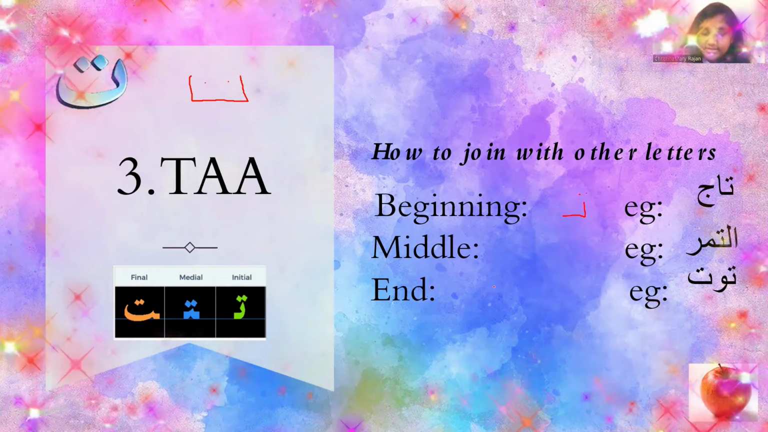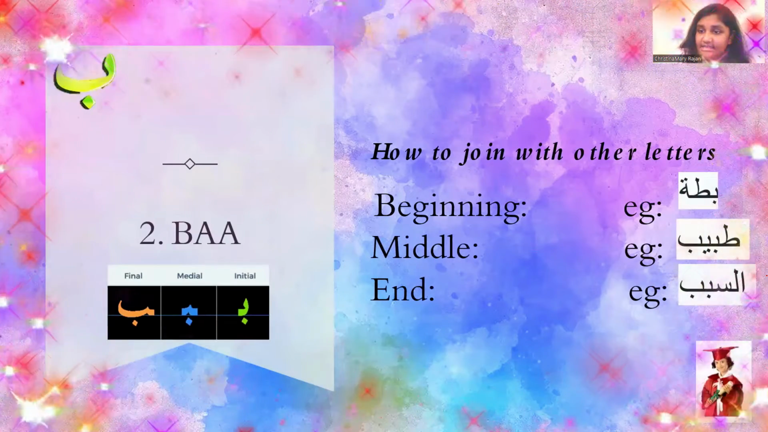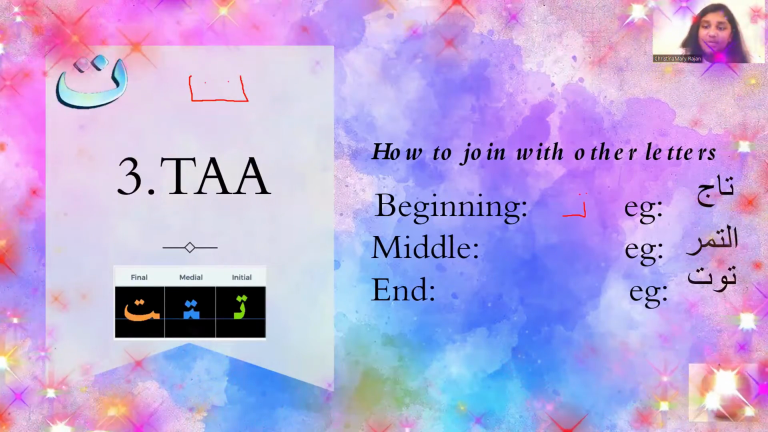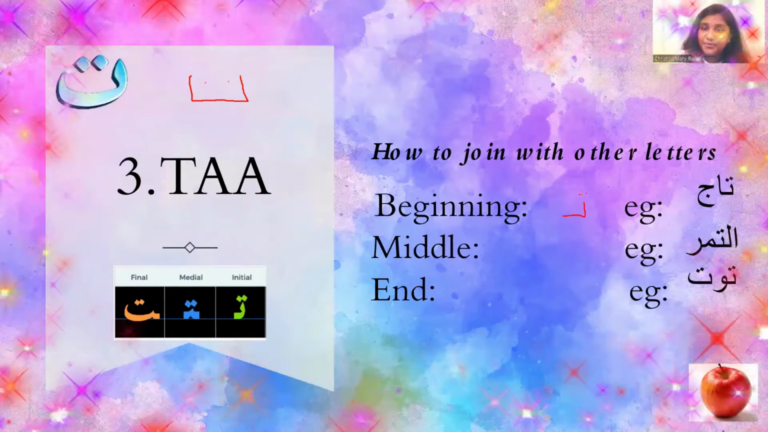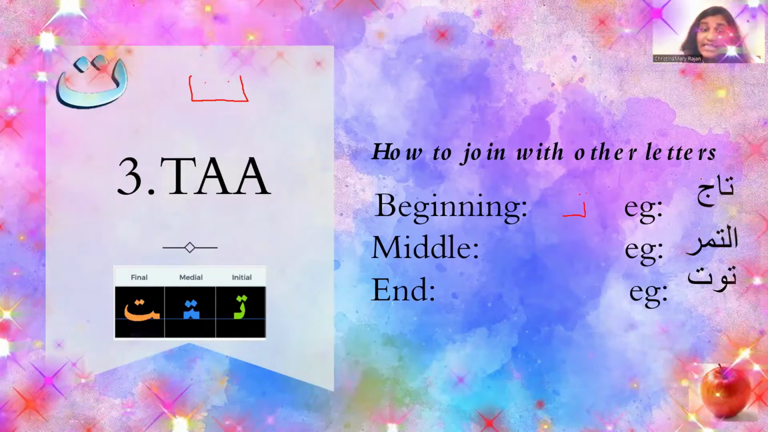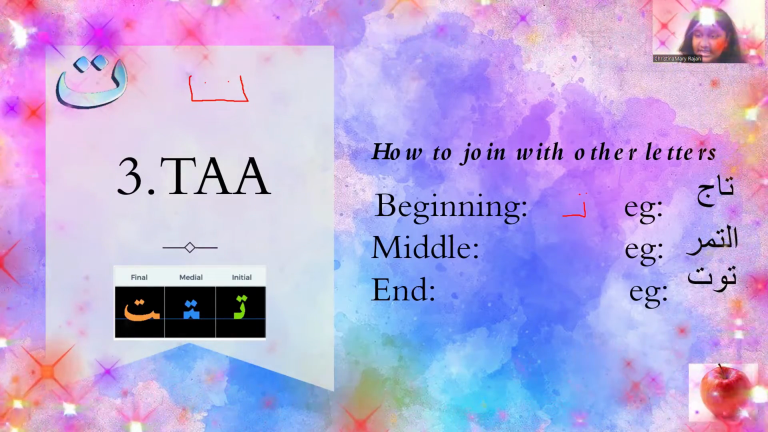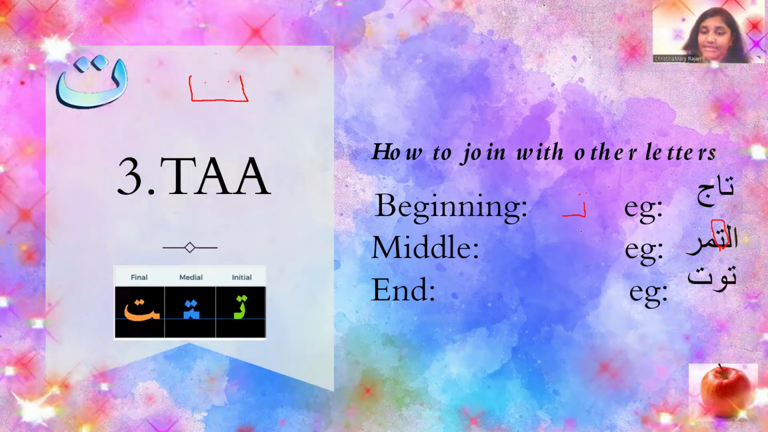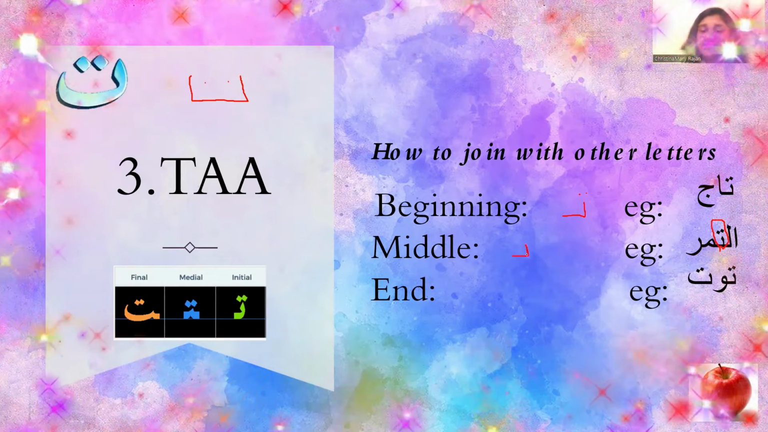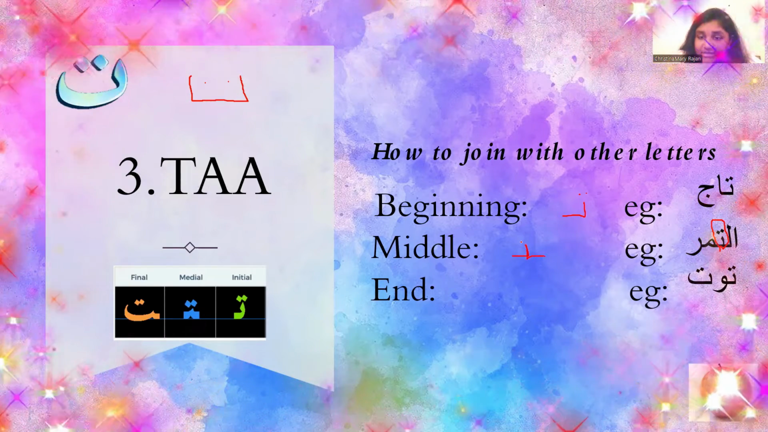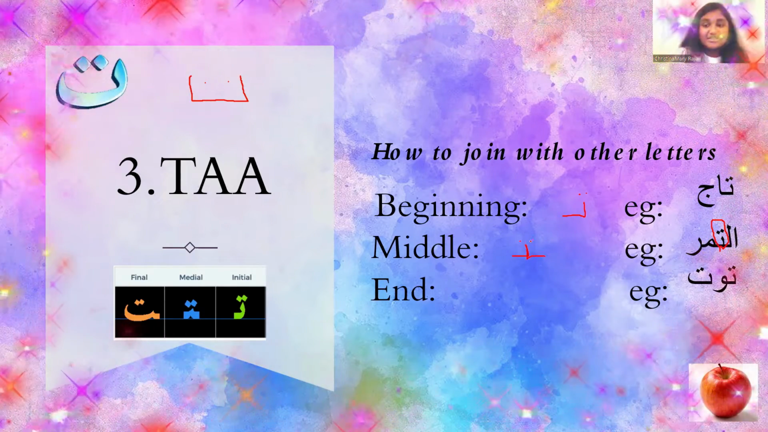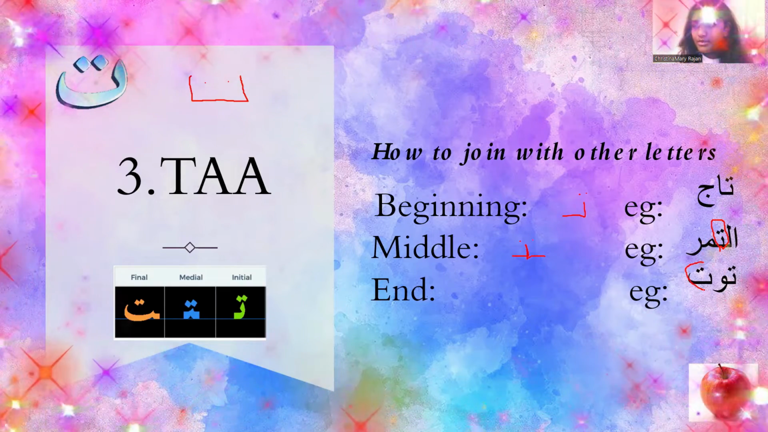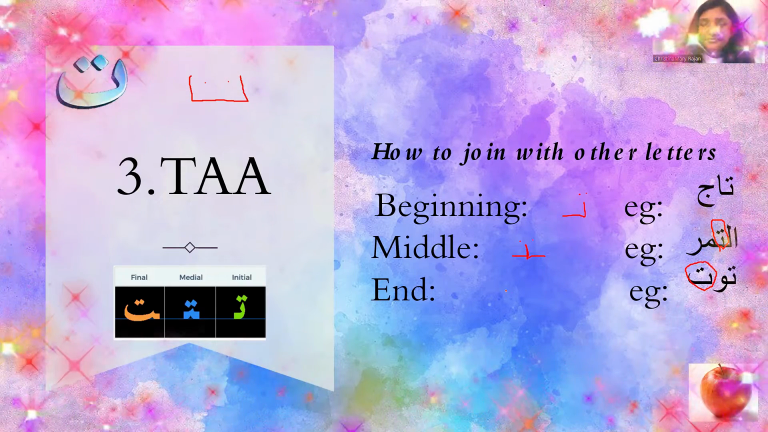Same way for ba. In ba, we'll do it in ta, except it'll have two dots on top. Next, in the middle, you can see here, al-tamar. Here you can see ta is in the middle and it is written the same way we did for ba. We do it for ta, except the dots are two on the top. And here at the end, we have ta.